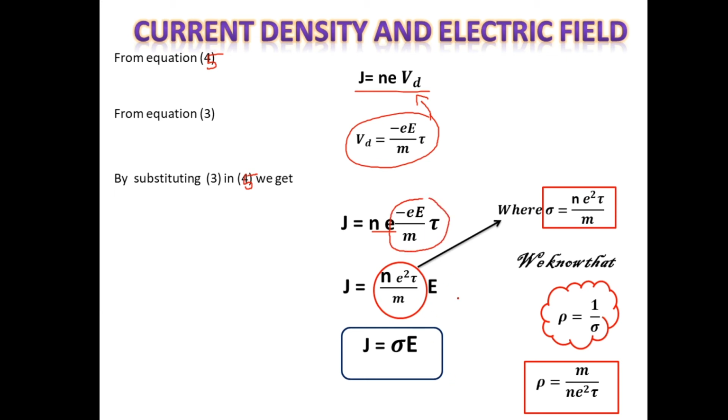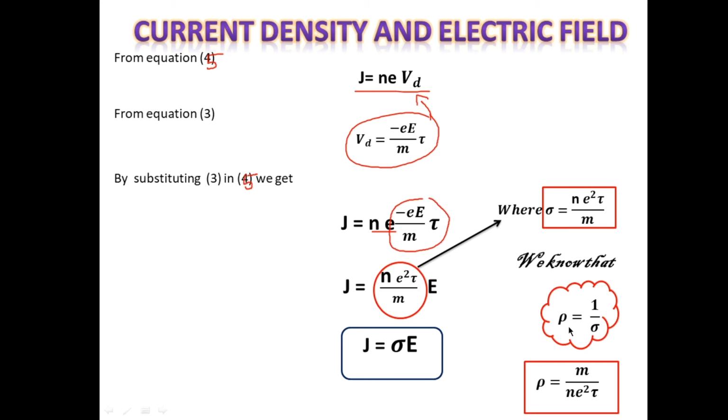By just rearranging it, the factor multiplying E, N E squared tau over m, is nothing but the sigma. So the sigma is N E squared tau over m. All of them are constant. The sigma is nothing but the conductivity of the given conductor. That will also remain the same, based on all these constant terms of the conductor. That's why we are replacing that constant with sigma, the conductivity. Could you see that?